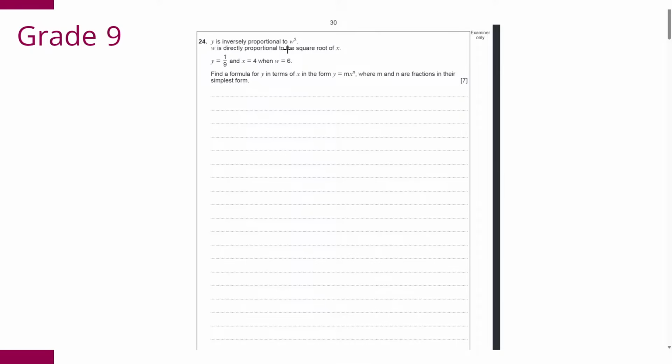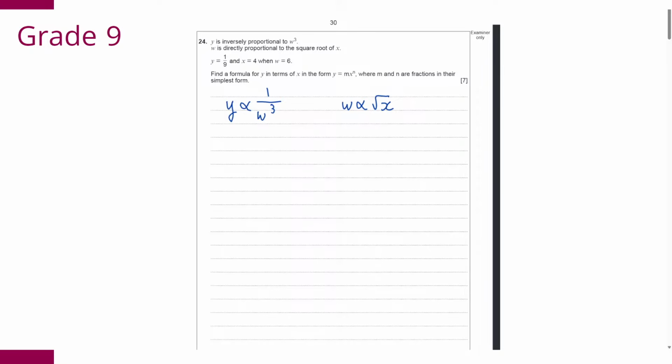Right, y is inversely proportional to w cubed. Now, if you want to be fancy, you can do y alpha, whatever, like that. Oh my goodness, this is going to be a hard one. Right, w is directly proportional... Oh, it's inversely. Okay, so already I've made a mistake. So that is inversely, so it needs to be 1 over that. This is a good start, isn't it? Right. w is directly proportional to the square root of x. Okay, all good so far? I think we're good.